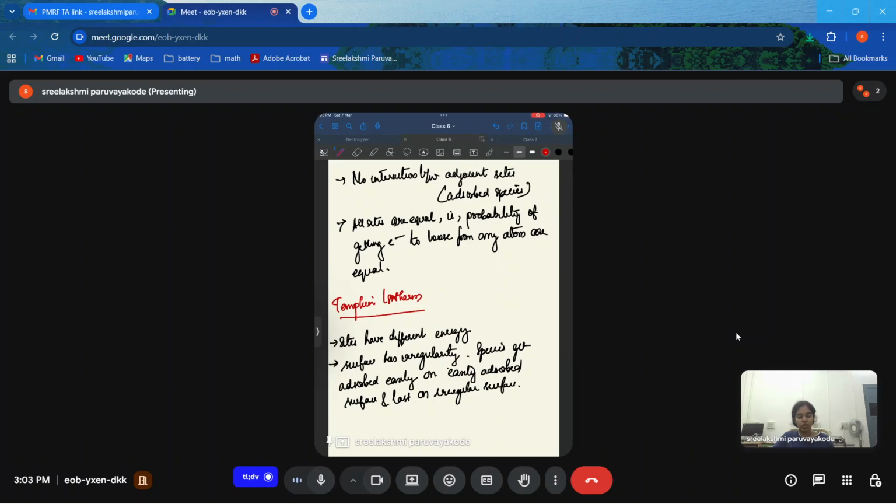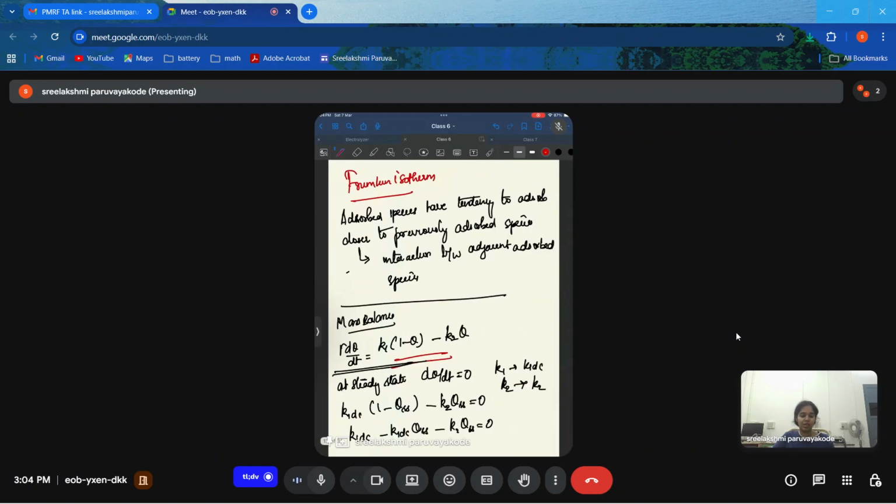Previously, according to Langmuir, all the sites are equal. There is no interaction, etc. Here, Temkin says no, all the sites are not equal. They have irregularity. Some of them get easily adsorbed on some sites, while some sites are regular. There is difficulty in getting adsorbed, and they get adsorbed at the end.